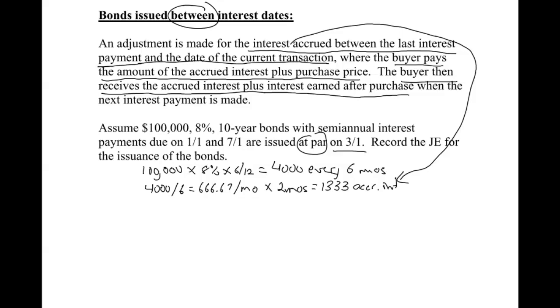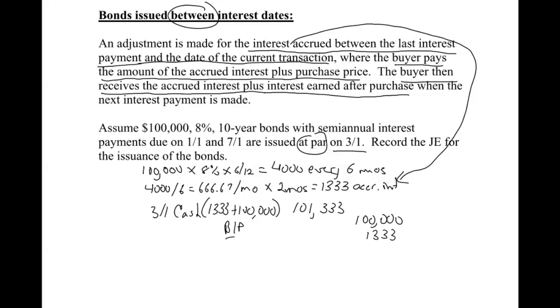And then if you read, it says the buyer is going to pay the amount of the accrued interest, 1333, plus the purchase price, 100,000, because they were issued at par. So on 3/1, they're going to have cash, so accrued interest plus the face value, or plus the purchase price, I should say. So that is 101,333. We have a bond payable, always face value. So we're still off with the 1333.